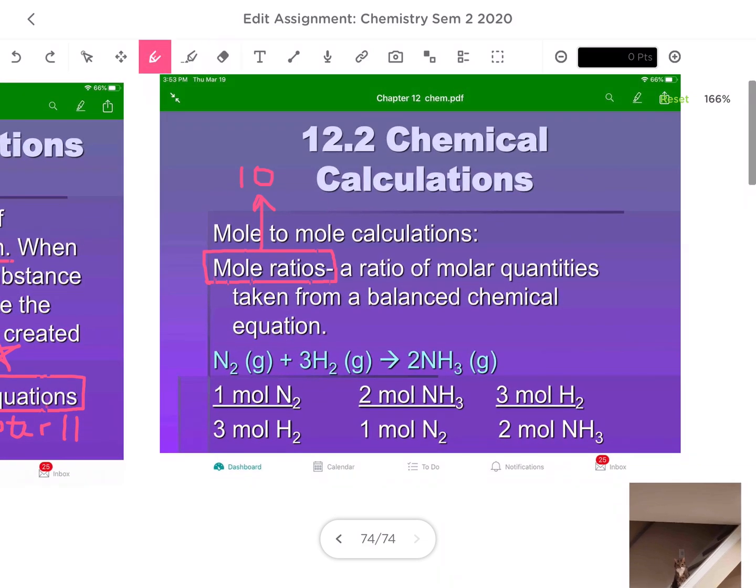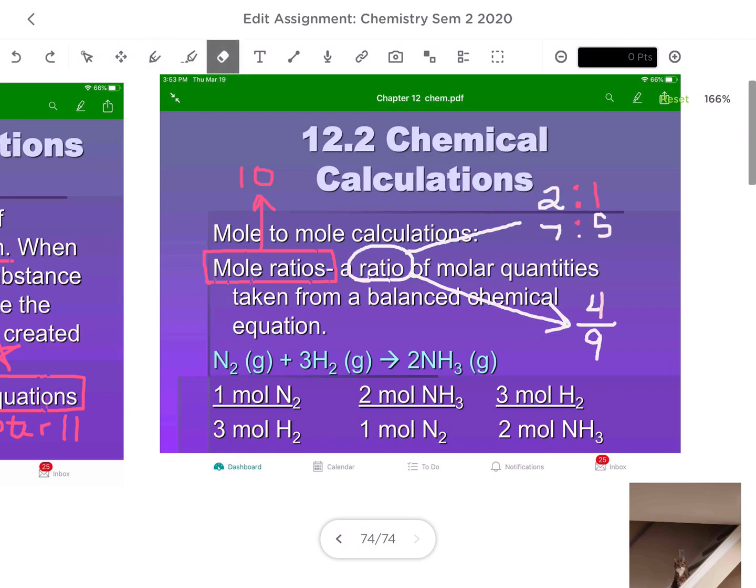Let's look at something called mole ratios. We learned a while ago that a ratio was just something that could be written as a fraction, or sometimes you would write it as 2 to 1, or 7 to 5, it didn't matter. 4 to 9 would be a ratio. Those are just examples of ratios, and you already know that. But this is a special kind of ratio called a mole ratio.